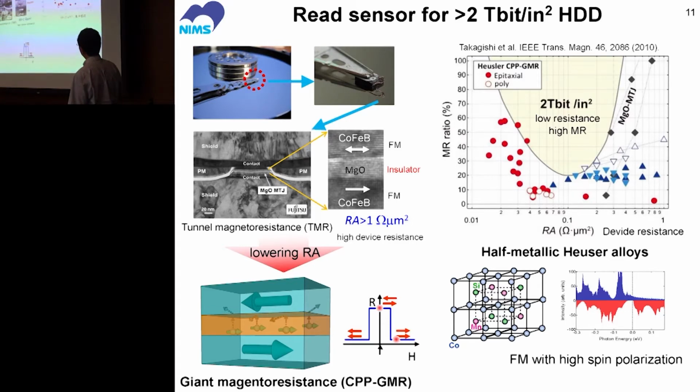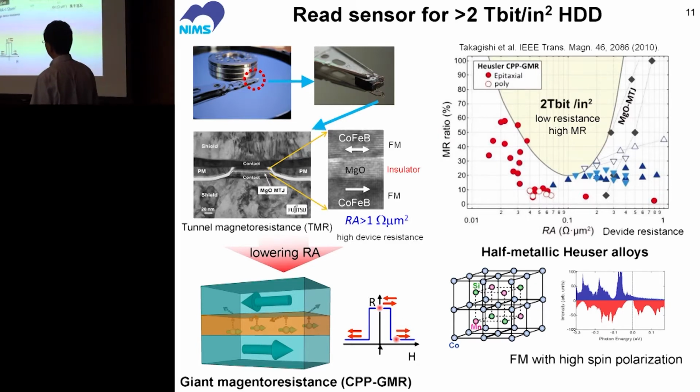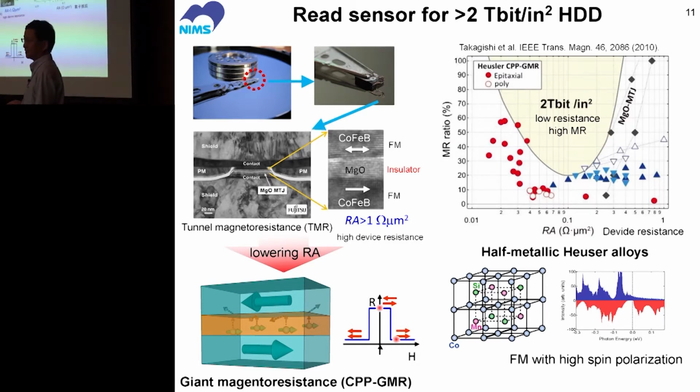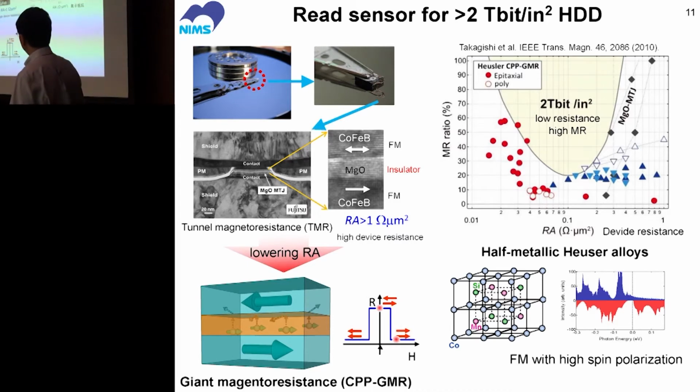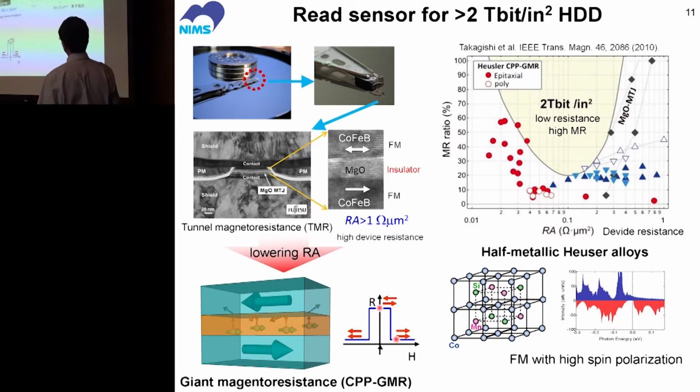So this is the hard disk drive, and here's the head. And for the read sensor, currently tunneling magnetoresistive devices are used. So this is iron copper boron, MgO, iron copper boron, and this was invented by Dr. Yuasa's group at AIST. The problem is, since we have to use MgO, the device resistance is very large because the conduction occurs by tunneling.